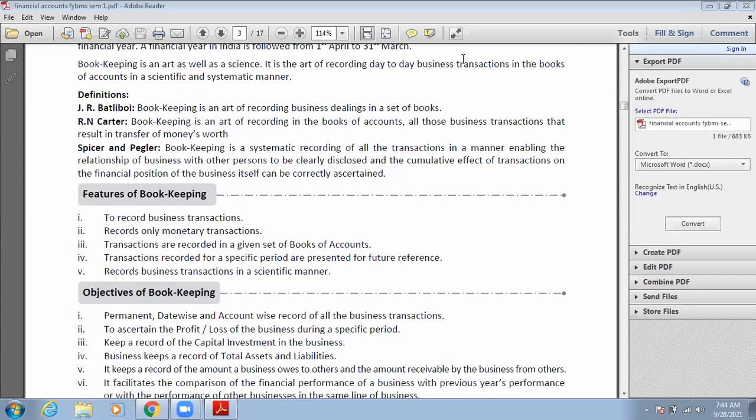For example, if you want to know the record of 2001 or the record of 2005, and currently we are in 2021, so easily we can refer to that account. That is also possible. And last, record business transactions in a systematic, scientific manner. Scientific manner means bookkeeping and accountancy has rules. For example, we will study ahead what are the golden rules of account. On that basis we have to record.